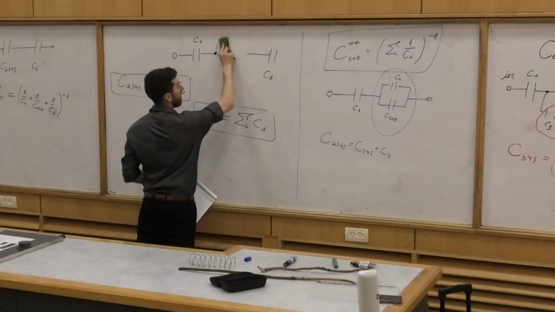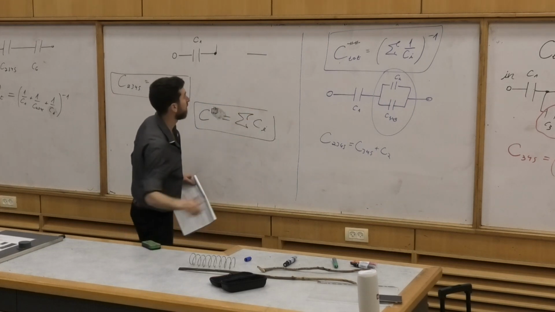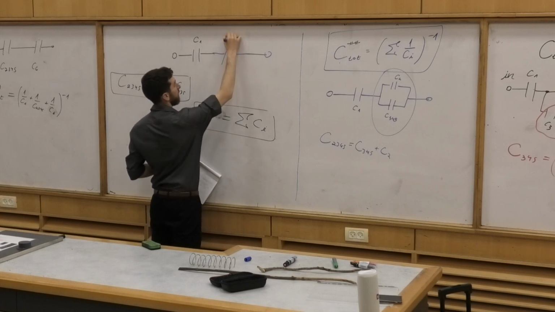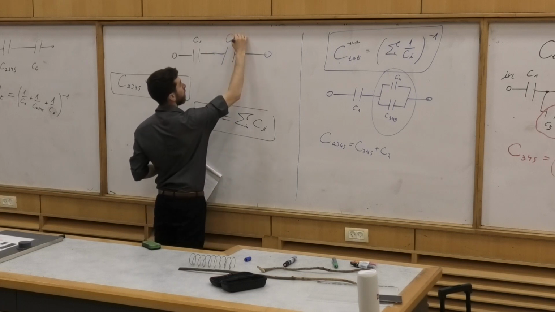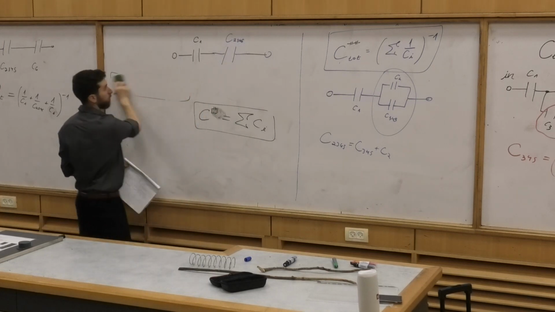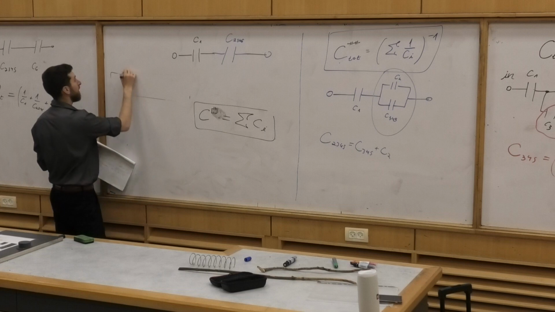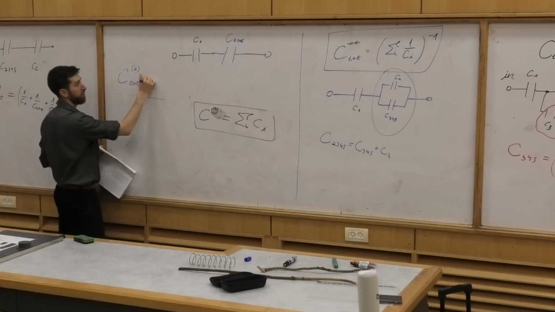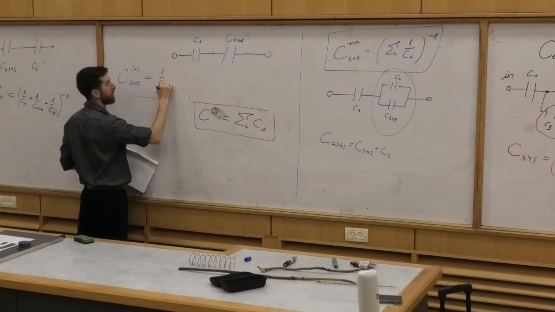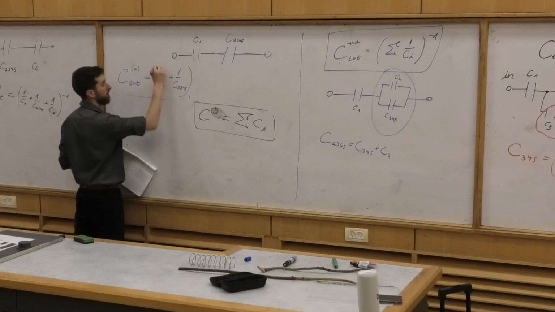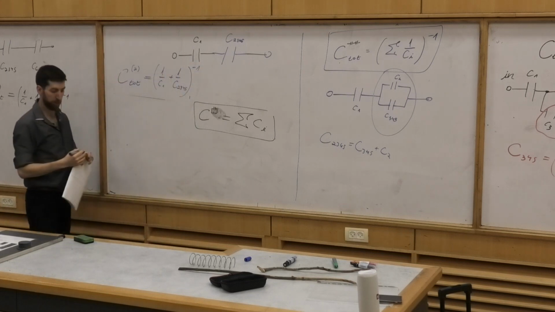We're going to have this configuration, C2,3,4,5, and it's going to be equal to the C total of state 2 of the guitar effect: 1 over C1 plus 1 over C2,3,4,5, all to the minus 1.